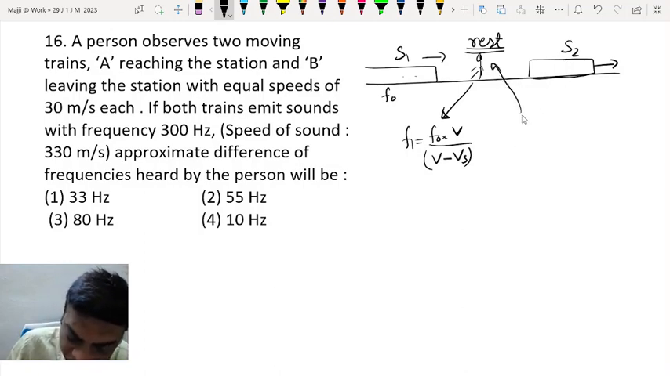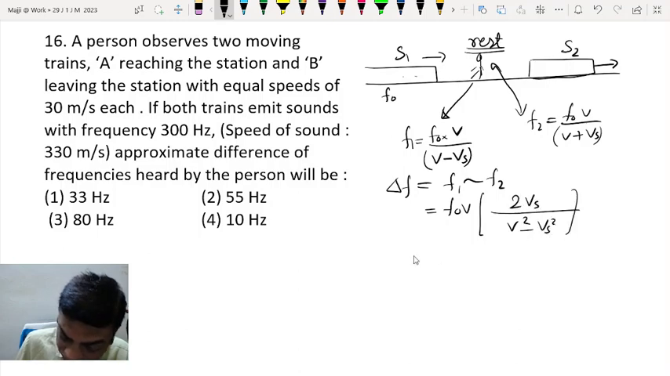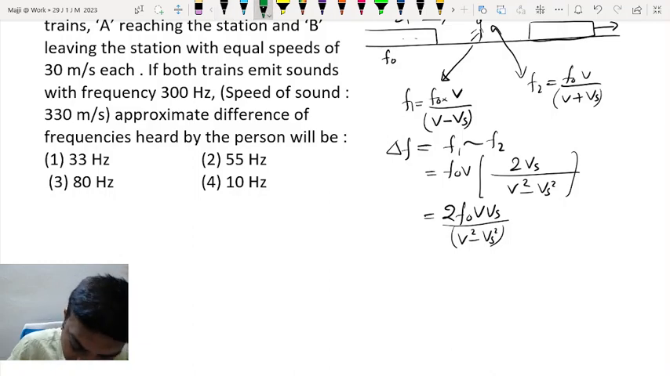So the frequency as observed in this case will be f0 V upon V plus Vs, Doppler's effect. So we have to obtain the difference. Difference means larger minus smaller. So we can take this V square minus Vs square into 2Vs. So this is the formula actually. Twice f0 V Vs upon V square minus Vs square. Okay, you can substitute the values and you can get the answer.